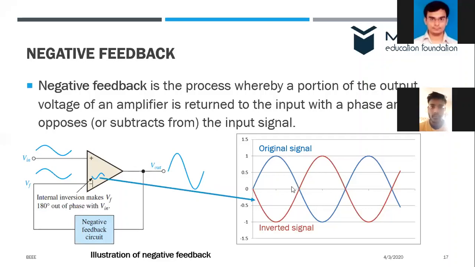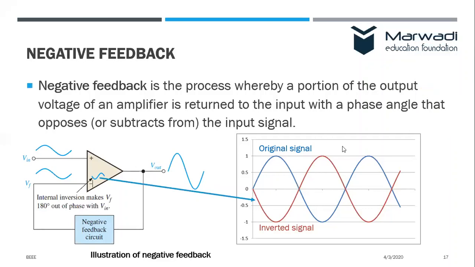So now we have an inverted signal. The red one is the inverted signal. The signal which was plus originally is now actually minus. This is called 180-degree out of phase. And then it is amplified, so you get some output.